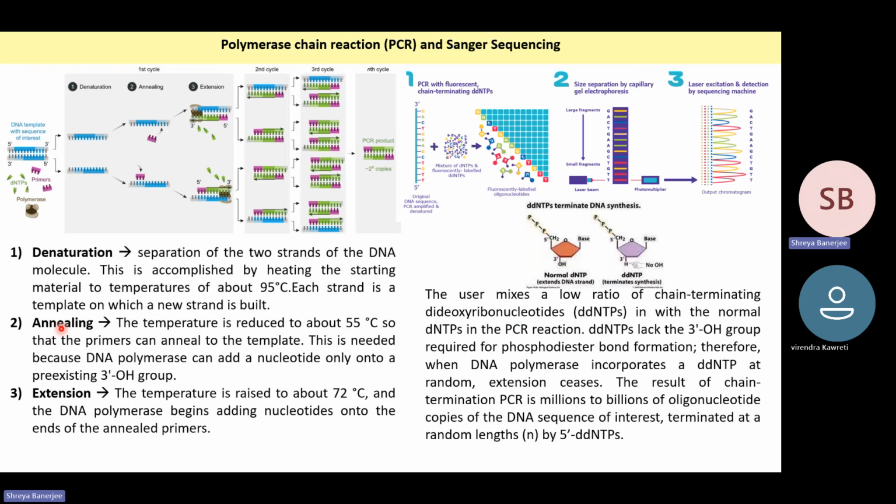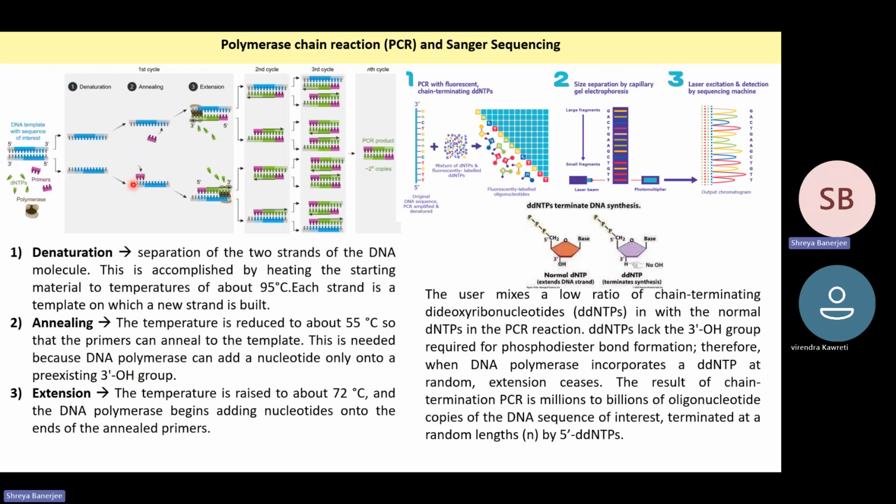The second step is called annealing, where from 95 degrees, the temperature is reduced to 55 degrees so that the primers can start annealing to the template DNA. This is required because the DNA polymerase can only add a nucleotide when there is a pre-existing 3' OH group. That is why it was essential first to denature the native DNA. The third step is called extension, where the temperature is again raised from 55 to 72 degrees Celsius and the DNA polymerase begins adding nucleotide at the end of the annealed primers.